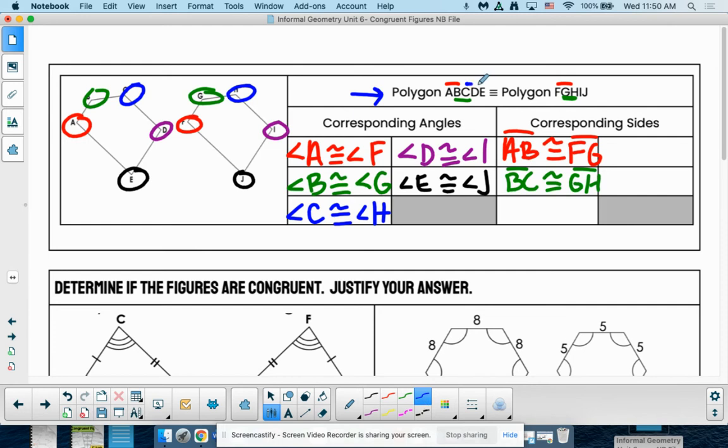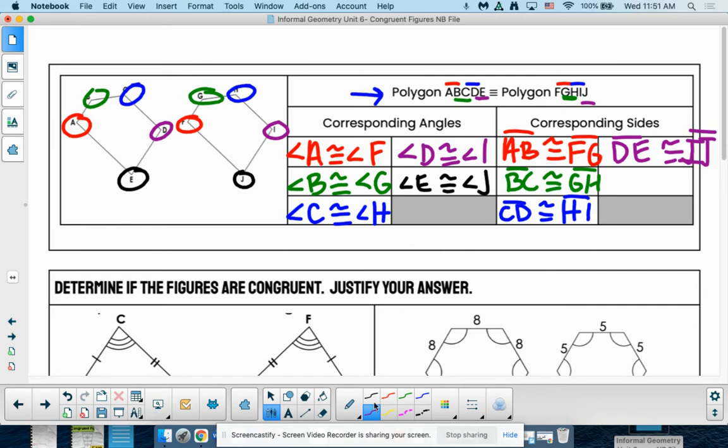Okay, now we're going to do CD is congruent to HI. Okay, see what's going on here? And then we're going to have DE is congruent to IJ. That should be an I. Make that an I, you guys. IJ.